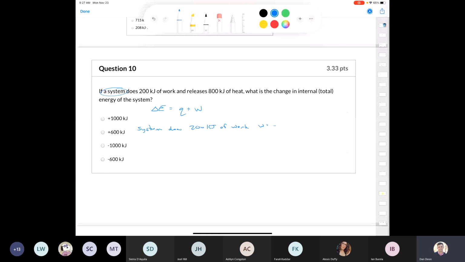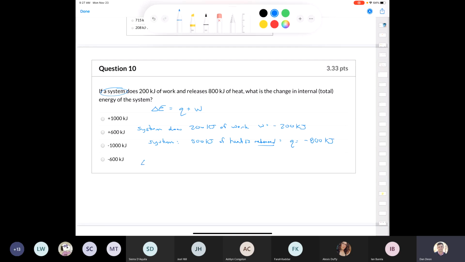because when the system is doing the work, the convention is that the sign of work will be negative. And then since heat is being released, 800 kilojoules of heat is released by the system. So the system is releasing 800 kilojoules of heat. We're going to say that our Q will also be negative, right? Because heat is going out of the system.